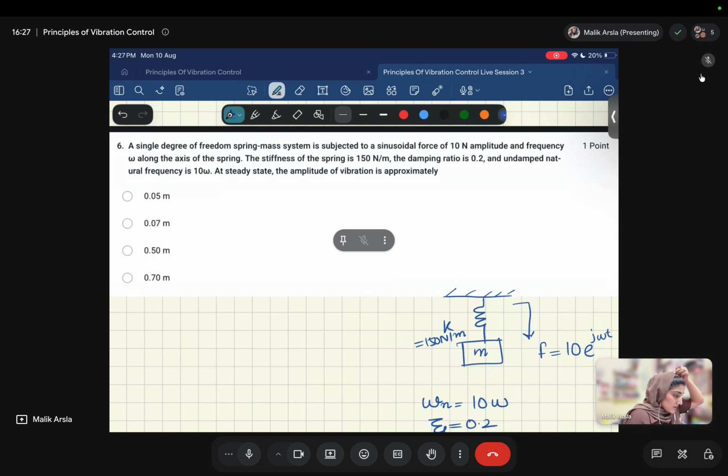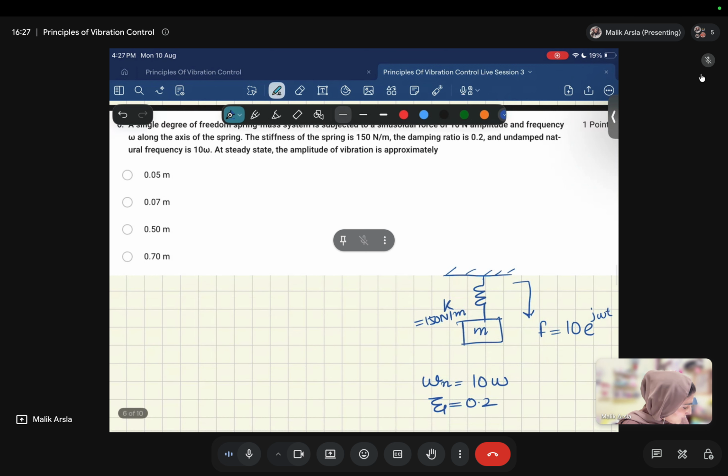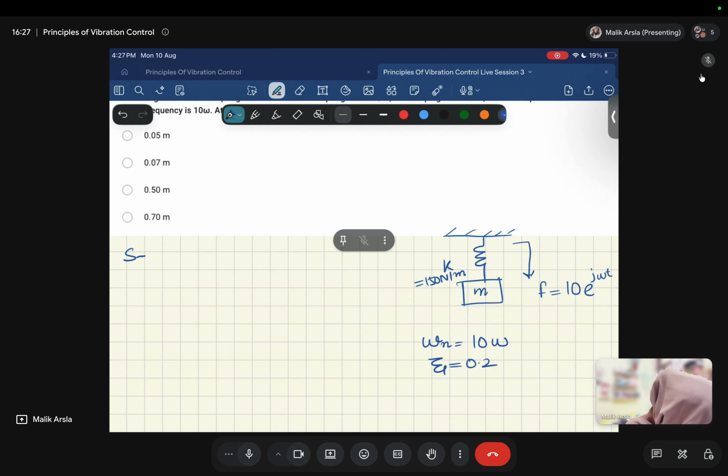So we are being given the excitation force amplitude, and we have been asked that at steady state what is the amplitude of the vibration, basically the displacement. So first of all we have been given that our omega n is equal to 10 omega.